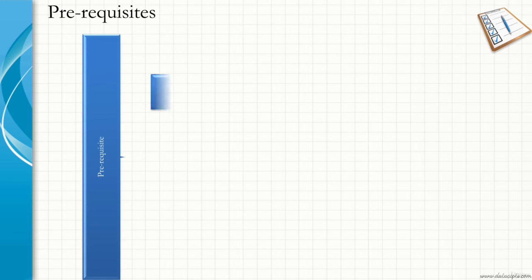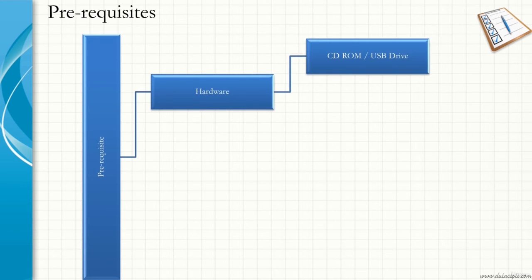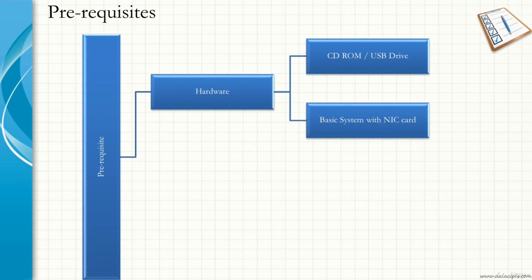Prerequisites for basic Linux installation. Irrespective of the distro that you are trying to install, the following components are required. One is hardware, where you need a CD-ROM drive or a USB drive, and a basic system with a NIC card. This is an additional advantage if you want to update the system during the installation process itself.